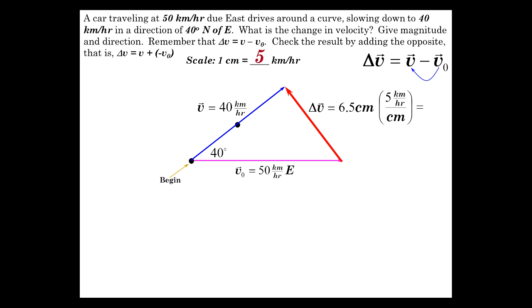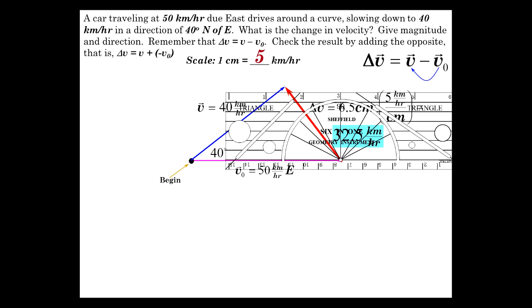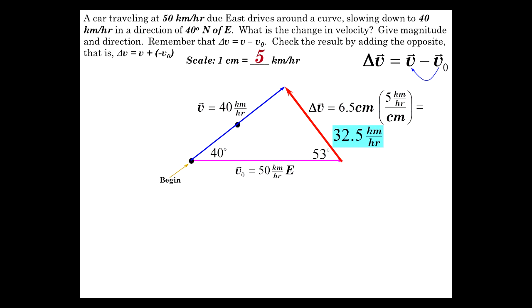Now, I'm going to unscale the 6.5 centimeter resultant here. 5 kilometers per hour per centimeter gives us 32.5 kilometers per hour. So that's the size of that change in velocity. It's interesting. Now, measure the angle, and that angle turns out to be right around 53 degrees. Let's specify here, 53 degrees north of west. It's really part of the answer for the delta V. Fully specified.